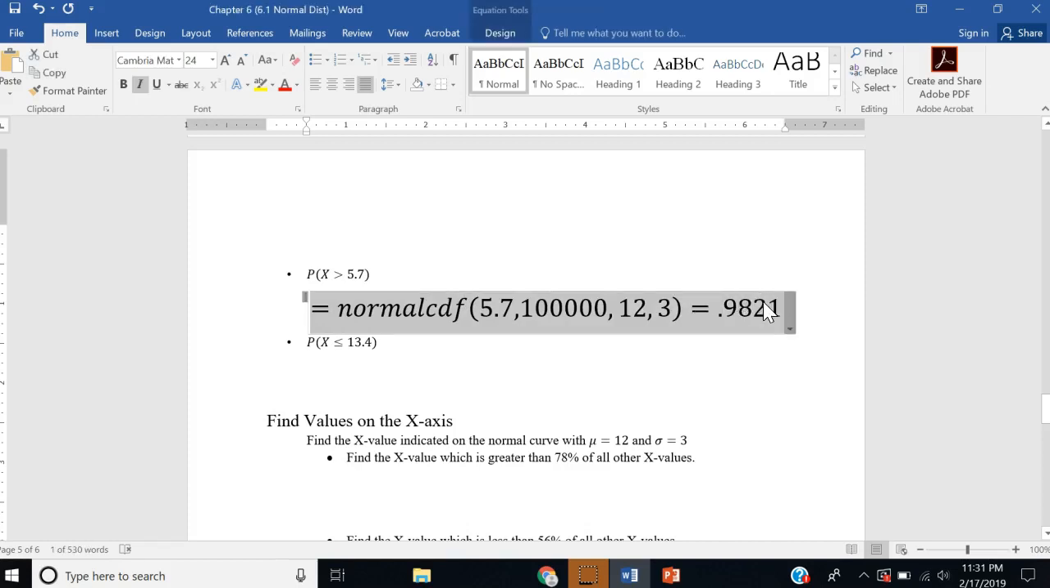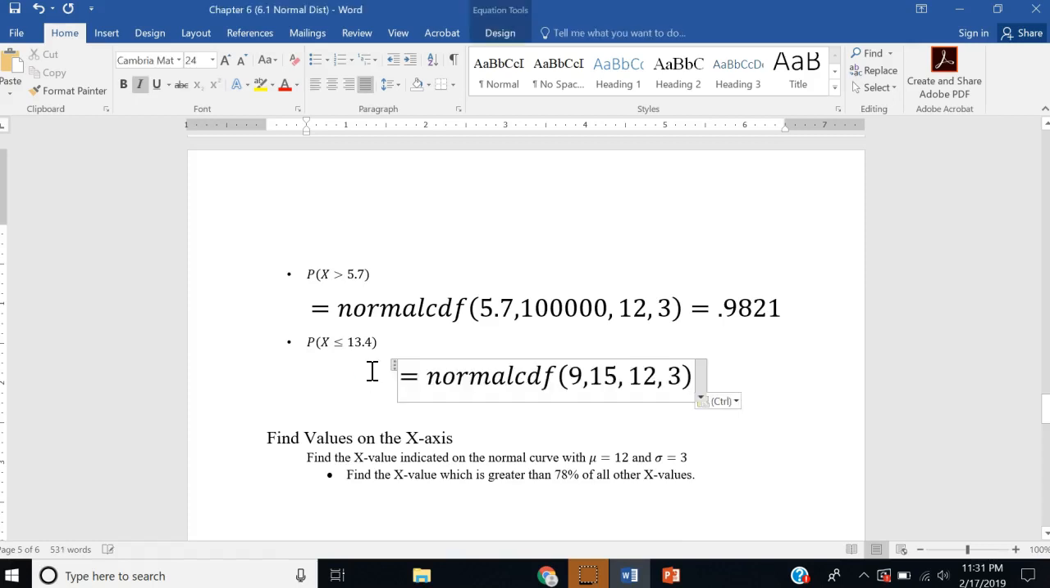Lastly, hopefully you remember how to do lower bounds as well. So we'd say, well, lower bound is negative some really big number. Again, I'm using 100,000. If you would rather use 999,999, something like that, negative a really big number, then that's fine. Upper bound is 13.4, mean is 12, standard deviation is 3.